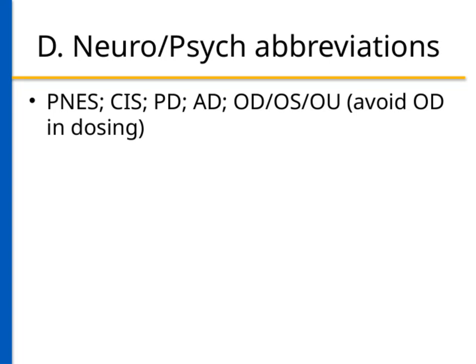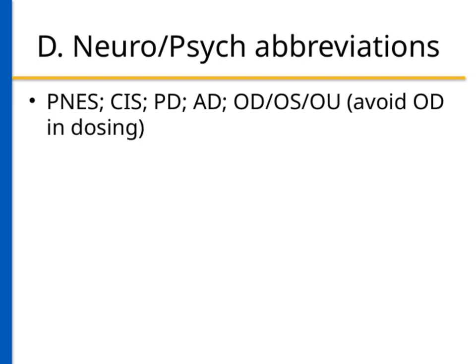Let's take a moment to review some common neuro and psych abbreviations that you might encounter in clinical practice. First, PNES stands for psychogenic non-epileptic seizures, which are episodes that resemble seizures but aren't caused by electrical disruptions in the brain. Moving on, CIS refers to complex involuntary seizures, a term used to describe certain types of seizure activity. PD is Parkinson's disease, a neurodegenerative disorder affecting movement and coordination. AD stands for Alzheimer's disease, the most common form of dementia.